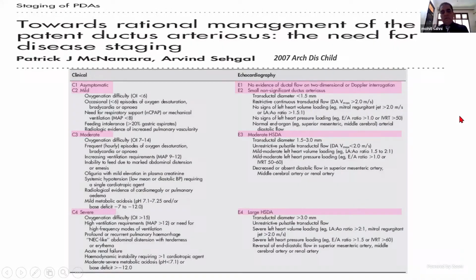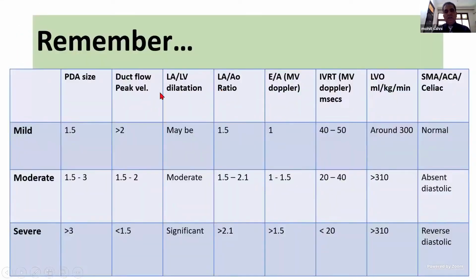These are the publications in which the grading of the PDA, echo-wise and clinical-wise, was published in 2007 in Archives of Disease in Childhood. Here you can remember it: this is the PDA size. I have discussed 7 parameters, and these are the parameters above that. One is PDA size, then peak velocity of the ductal Dopplers: more than 2, 1.5 to 2, and less than 1.5. And your celiac and SMA, descending aorta Dopplers: normal flow in systole and diastole, absent diastolic flow, reverse diastolic flow. So in total, there are 11 parameters that we have discussed.